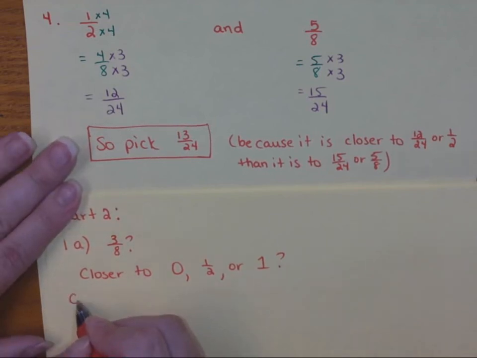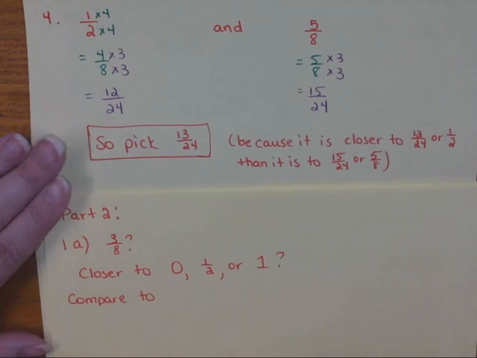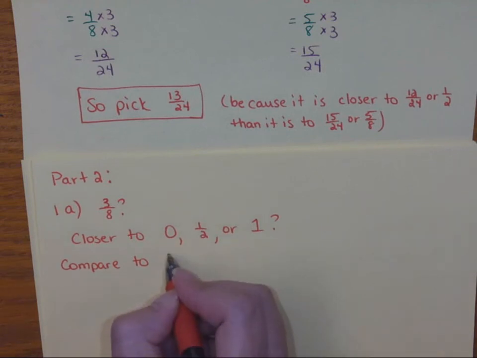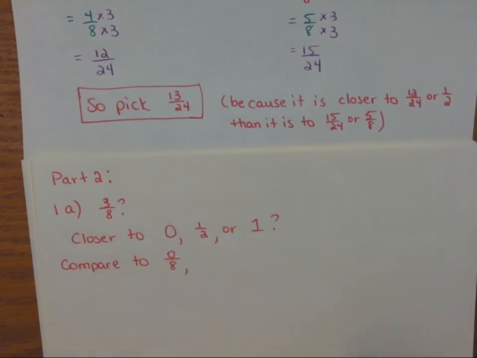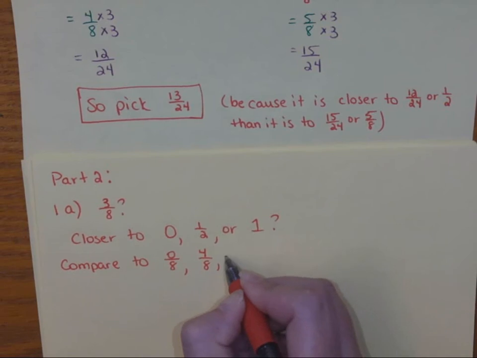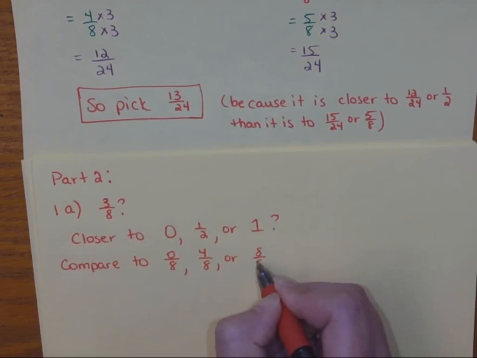Okay, but let's change this so that we're comparing apples to apples. In other words, my denominator here is 8, so really the denominators that I'm comparing here need to be 8 as well. So how would you write 0 as something over 8? It would be 0 over 8. Okay, how would you write 1/2 as something over 8? It would be 4/8. And then 1 is always something over itself.